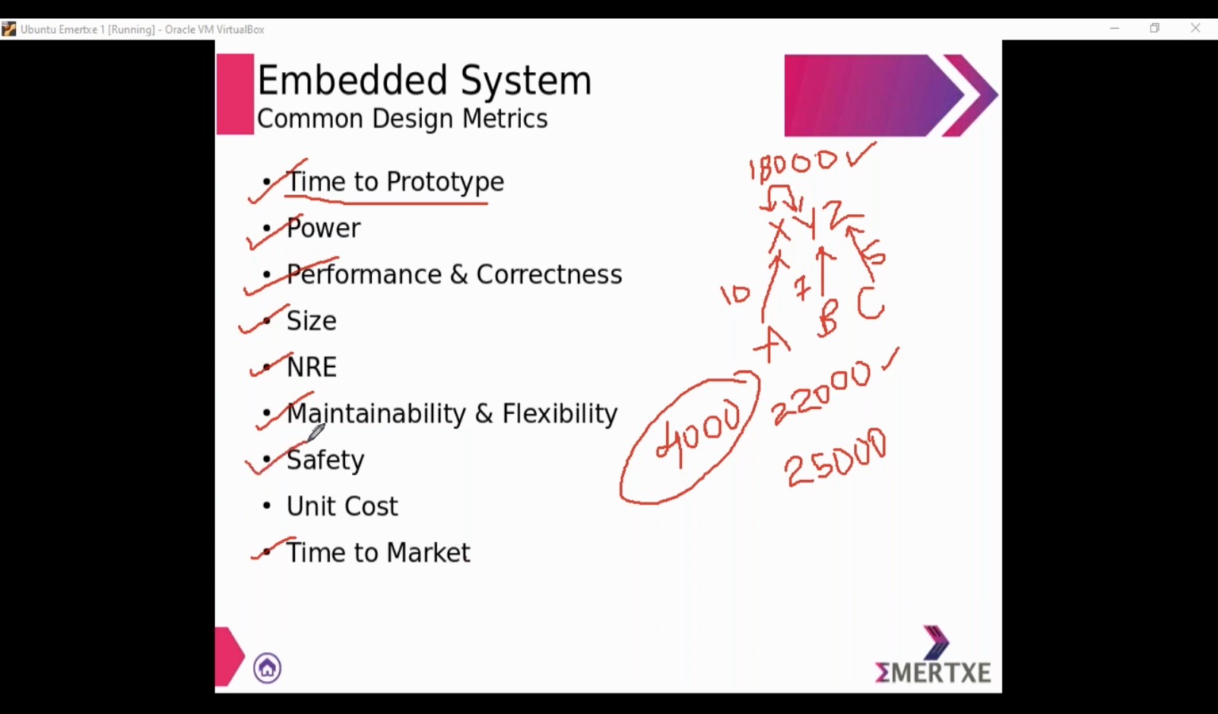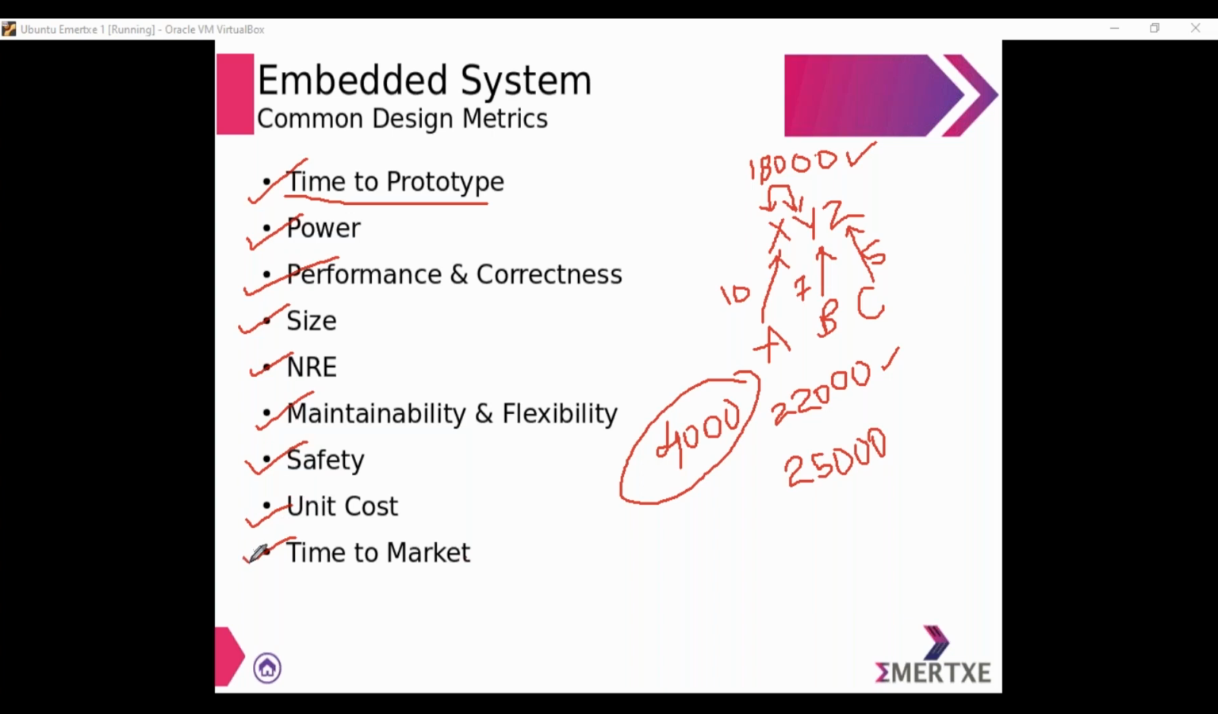Then safety always plays an important role. So it is very important that your products are made human safe. So you cannot harm human life while handling this particular embedded system. Then unit cost, as we already spoke, we have to keep the cost of the product as minimum as possible so that the common middle class people can afford it.